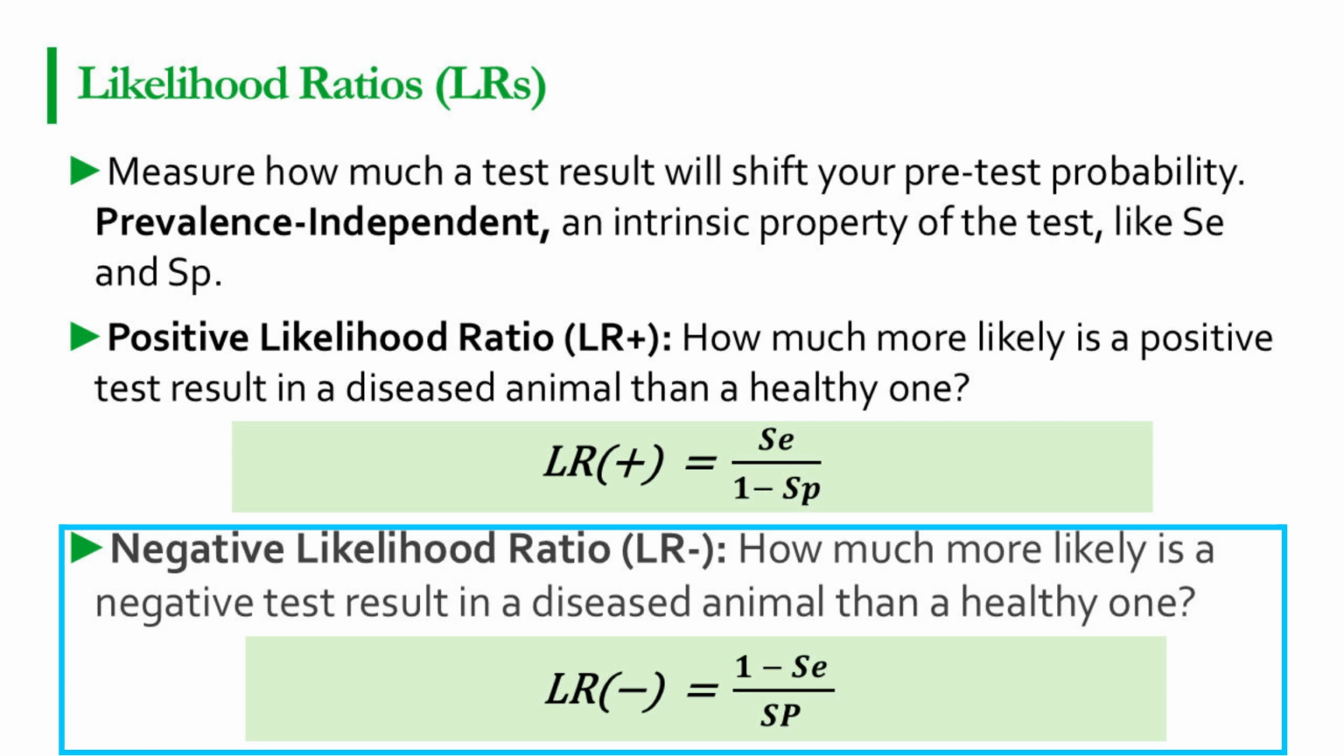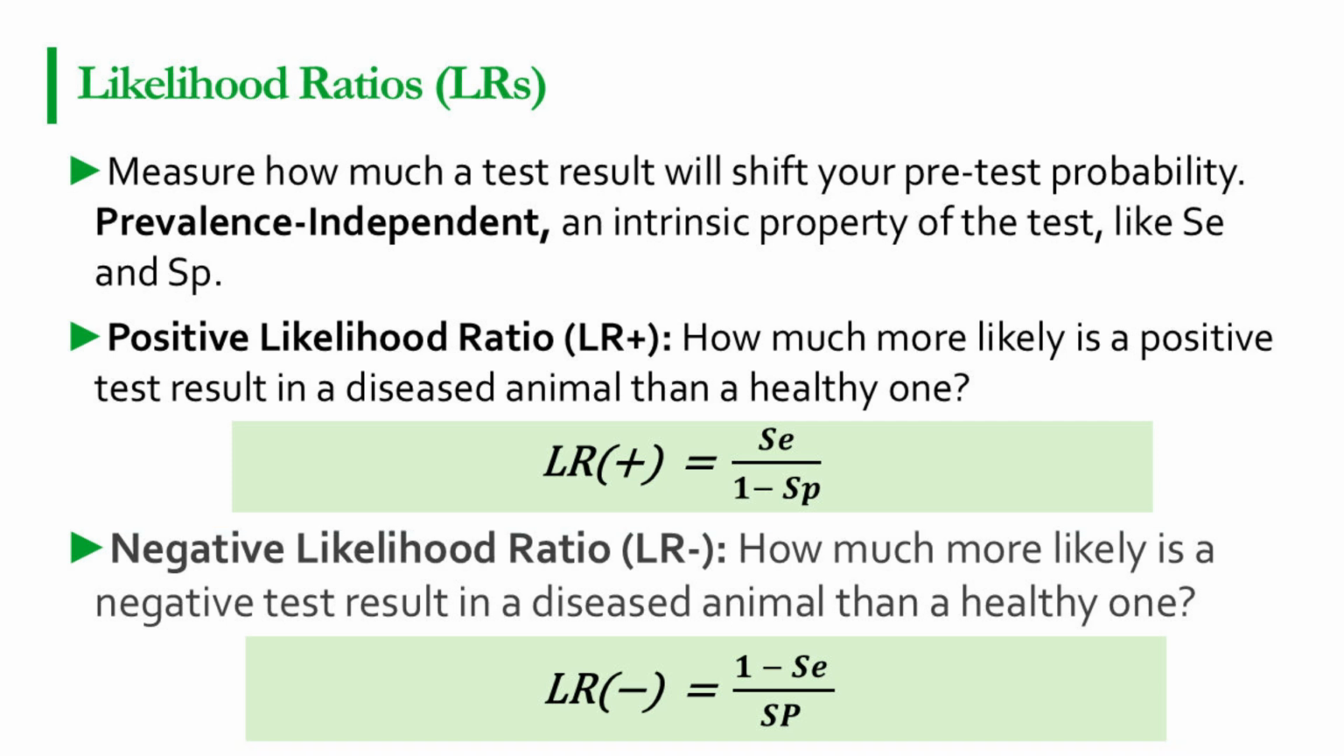The negative likelihood ratio tells us how likely a negative result is in a sick animal versus a healthy one. It's the false negative rate, 1 minus sensitivity, divided by the specificity. These two numbers contain all the information we need to interpret a test result.